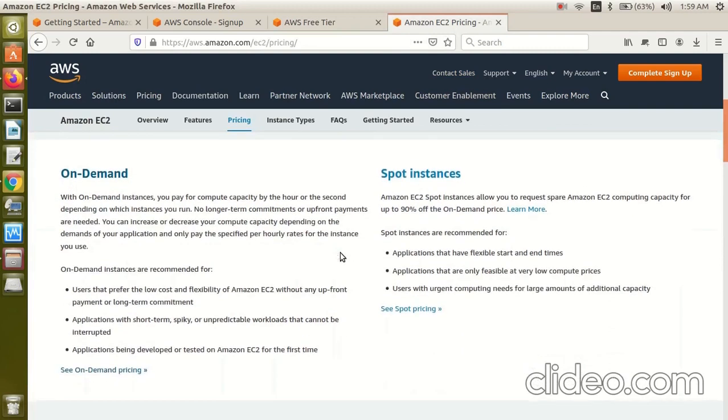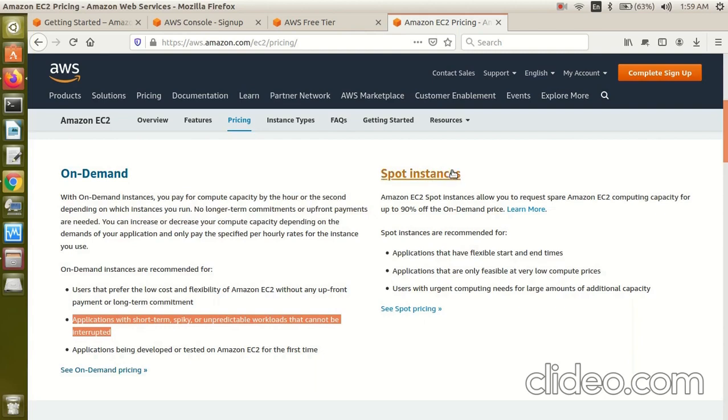Amazon EC2 provides the following purchasing options. For instance, on-demand instance. In this, we pay for the instances that we use on an hourly or per-second basis with no long-term commitments or upfront payments. This type of pricing is most suitable when applications have short-term or unpredictable workloads that cannot be interrupted.